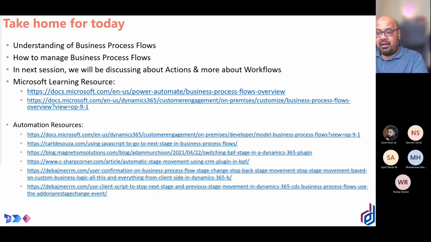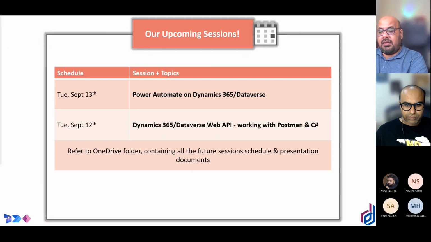You can take a look at the references, and there are also some automation parts that you can consider. While working on the business process flow, you can also automate by using client-side scripting, through a plugin, or even through a workflow. These are all the links. If you want to eliminate the manual action and automate, you can use scripting, a plugin, or a workflow to automate the complete business process flow from the system end. So in our upcoming session, we will be talking about Power Automate.